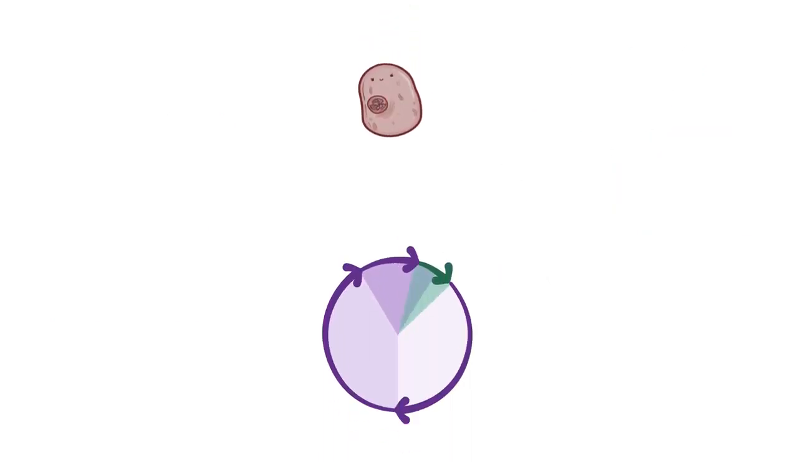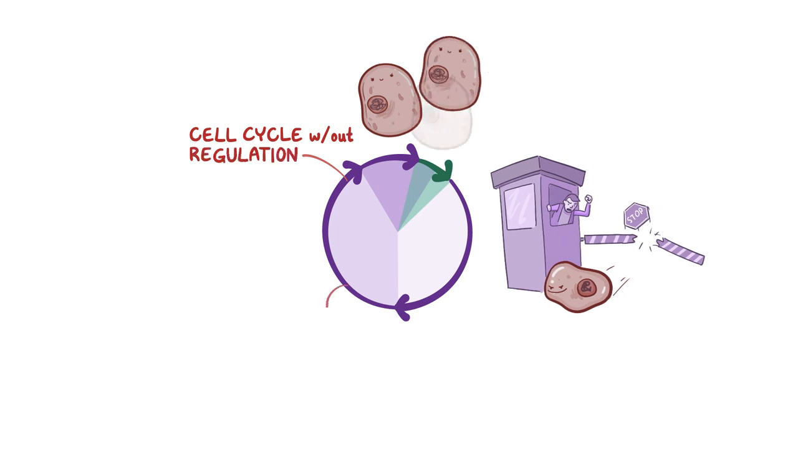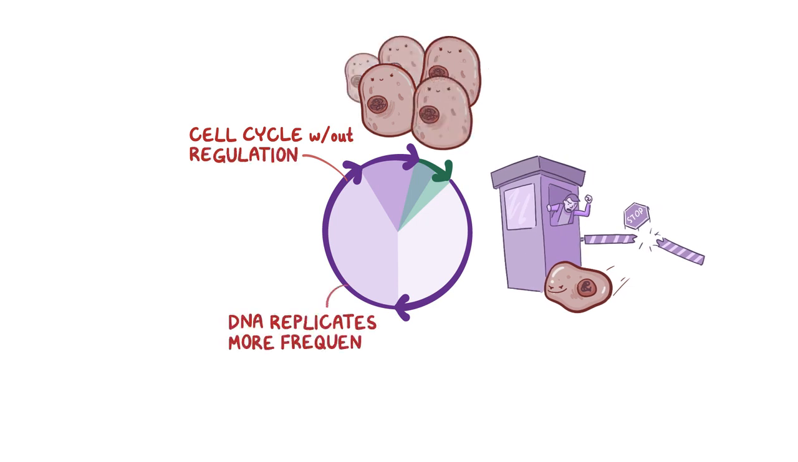Alright now, imagine a cancer cell. This cell is going through the phases of the cell cycle without regulation, and its DNA also replicates more frequently and with less error correcting than healthy cells. Therefore, it's more sensitive to DNA damage.